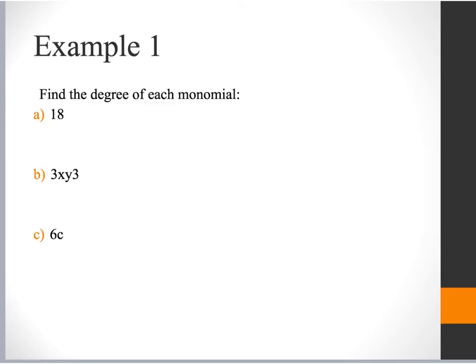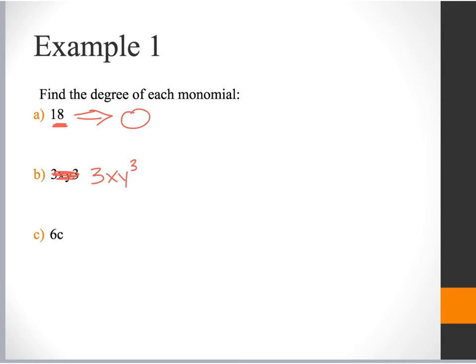Example 1 says to find the degree of each monomial. In this case, for the number 18, we have 1 term, which tells me it's a monomial, and I have to find the degree. Because I have no variables, I know that this is a constant, which means that this is a 0 degree monomial. Now for part B, this should really have been 3xy to the 3rd. So we'll fix that here real quick.